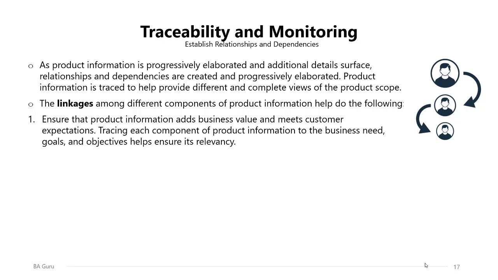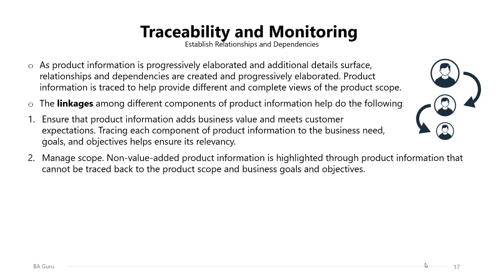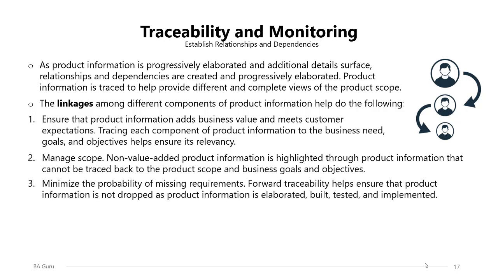Tracing each component of product information to the business need, goals, and objectives will help us ensure it's relevant. Each product requirement should be linked to at least one business need, goal, or objective in order to make this requirement valid and relevant. Second, it will help you manage scope. Non-value added product information is highlighted through product information that cannot be traced back to the product scope and business goals and objectives. It will minimize the probability of missing requirements.